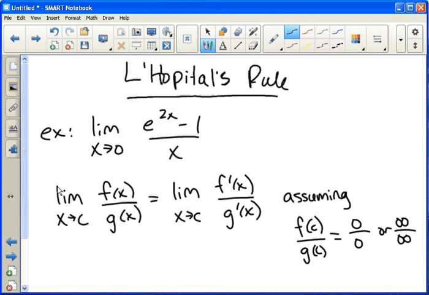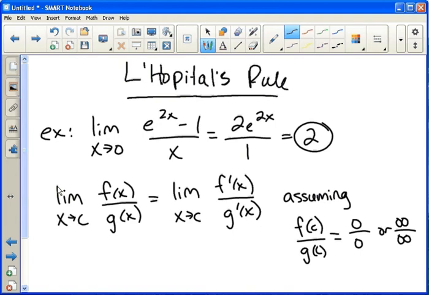Now here's what L'Hopital allows you to do. You can take the derivative of the top and the derivative of the bottom, and be guaranteed that if you take the limit of this new function, it's going to be the same as the limit of your old function. So let's plug in 0 now, and we get 2 times e to the 0, which is just 2. We get 2 over 1, so our answer is 2. So L'Hopital is allowing us to use derivatives to better take our limits.